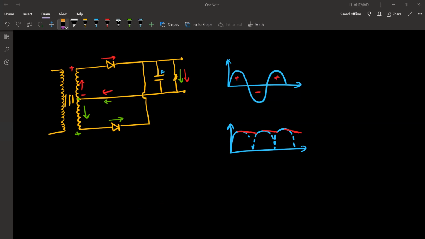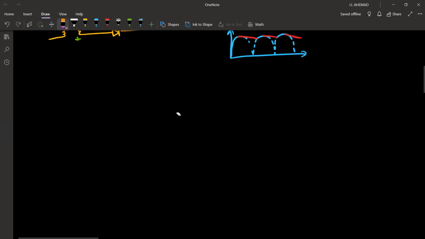Do you have any doubt with the center tap method? Next, we have the bridge circuit.